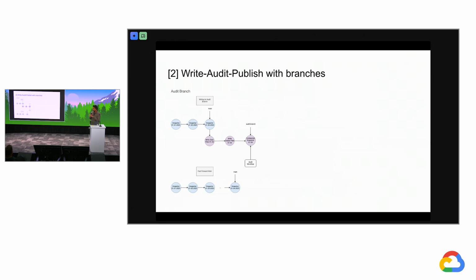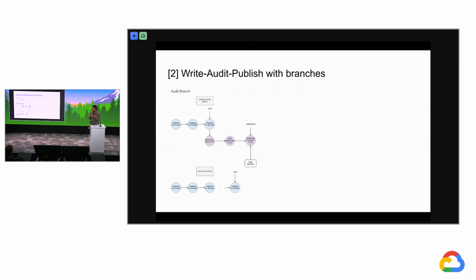After all of that is done, when things are good, only then we want the data to be visible for downstream. For that, we are planning to use write, audit, publish with branches. In this case, RBAC is okay.